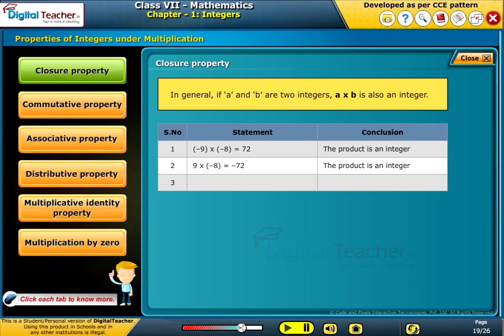In the third statement, 12 into 1 is equal to 12. It concludes that the product is an integer. Therefore, the above table follows closure property under multiplication.